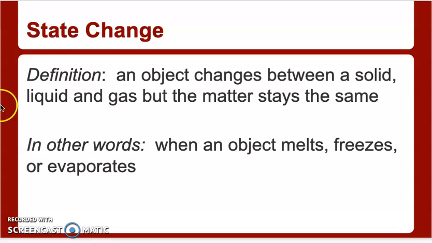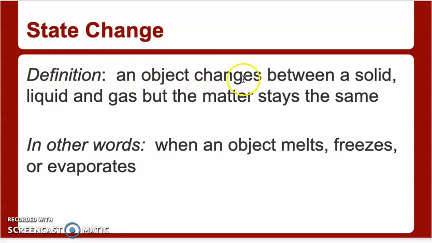State change. This state change should go on the side of your paper. State change is the vocab word. Even though it's 2 words, we call it a vocab word. Sometimes we call it a vocab term. We've been using words, so we'll go with that.